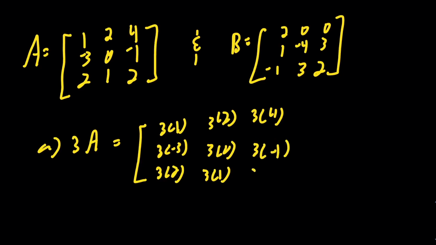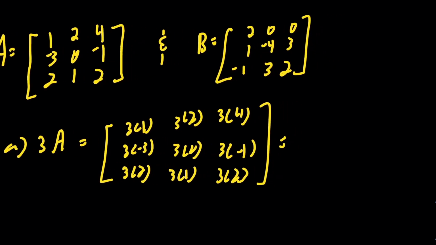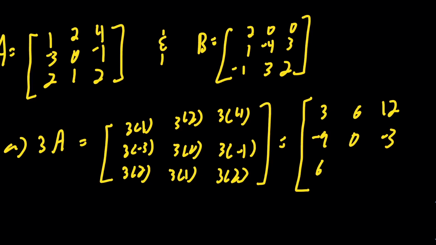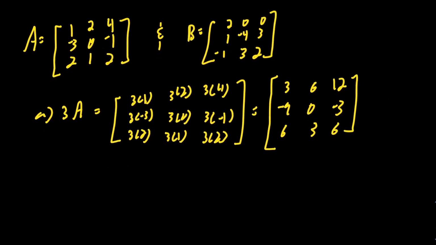By multiplying each entry within matrix A, we get the matrix of 3, 6, 12 in the first row, -9, 0, -3 in the second row, and 6, 3, 6 in the third row. This is matrix A when it's multiplied by a scalar of 3.